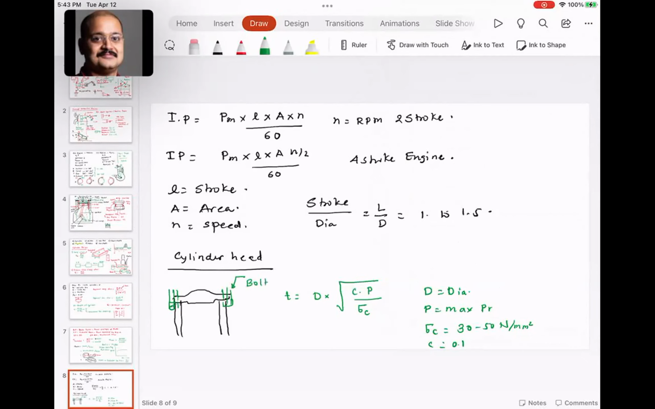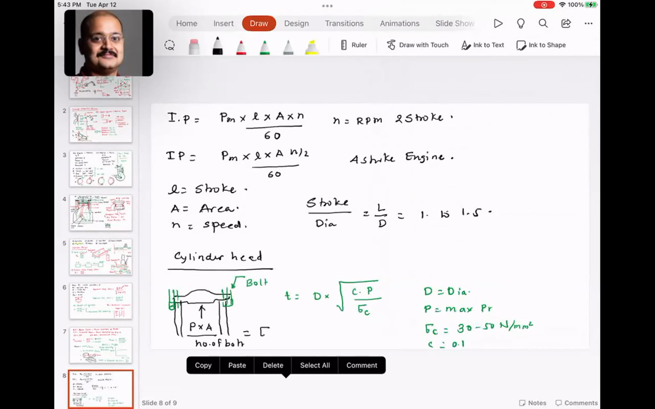So depending upon the forces, so force here is going to be pressure multiplied by area. You would divide that by the number of bolts is equal to sigma T multiplied by the area of bolt. And that would give you the bolt design. So this is pretty much the cylinder design.